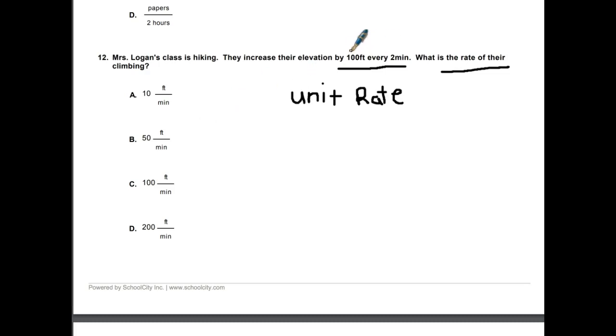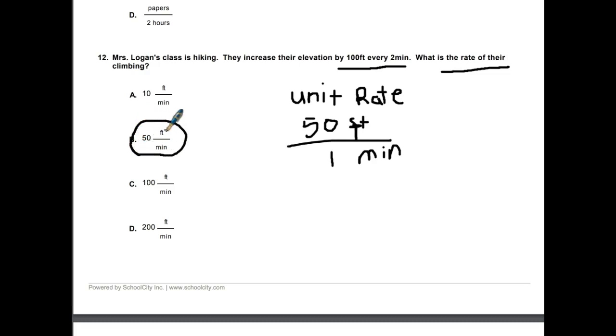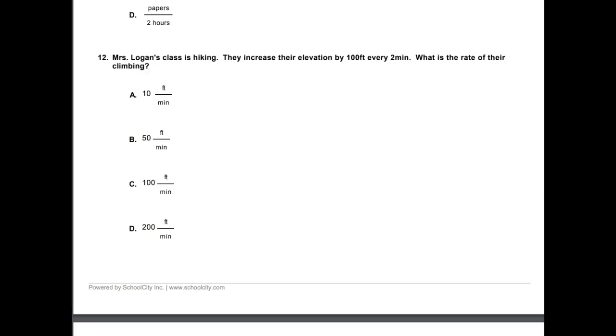Okay, so if you go 100 feet every 2 minutes, my unit rate would then be 50 feet in 1 minute. That's my unit rate. So I'm going to look at which one of these has a unit rate of 50. And it's 50 feet to the minute. Okay, your feet to minutes. 50 feet, 1 minute. Okay. So, getting to the end.